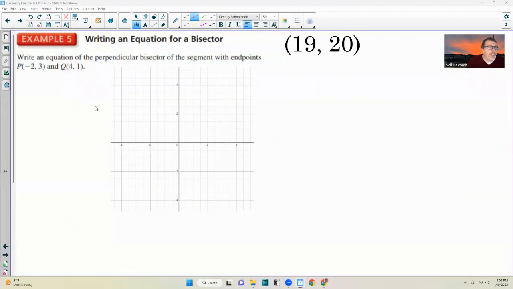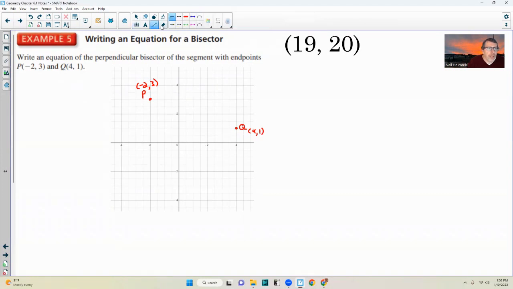Okay, so here's example 5. Write an equation for a bisector. It says write an equation of the perpendicular bisector of the segment with endpoints P(-2, 3) and Q(4, 1). So I'm going to plot the points. Step 1, plot the points. Here's P. That is -2, 3. And the point Q, which is over 4 up 1, which is here. So this is Q. And that is the point 4, 1.